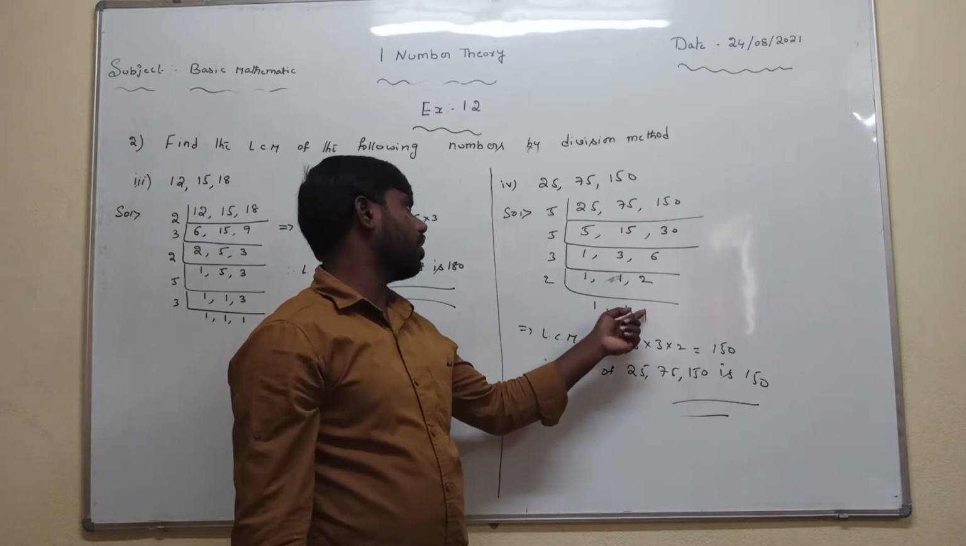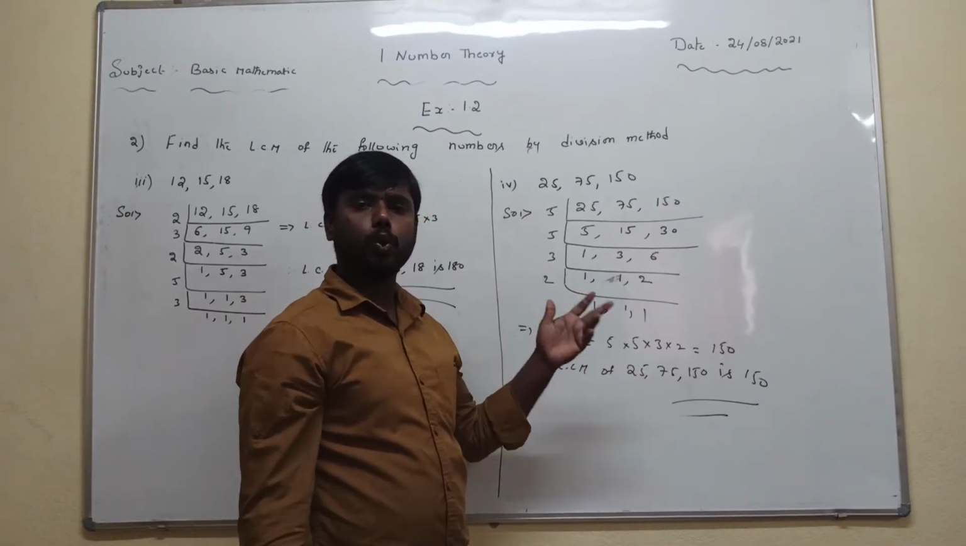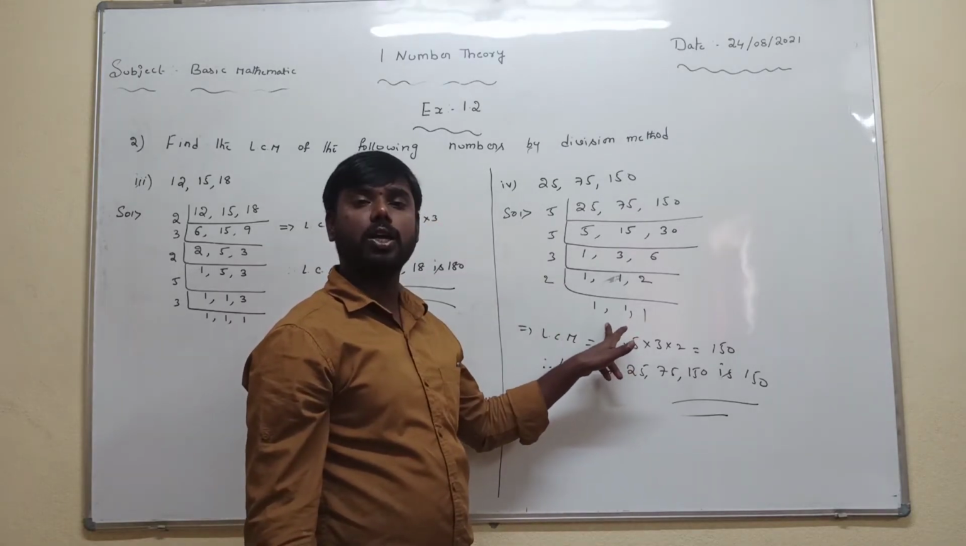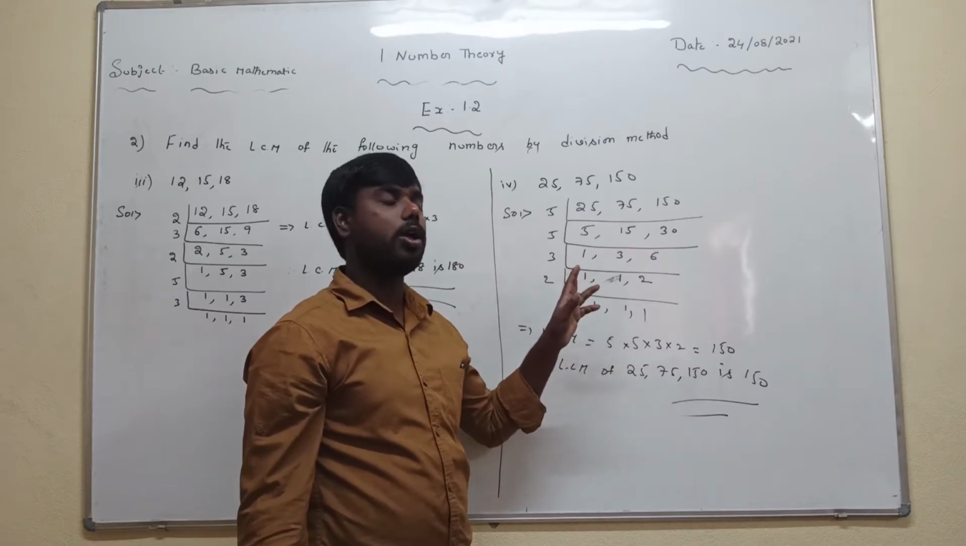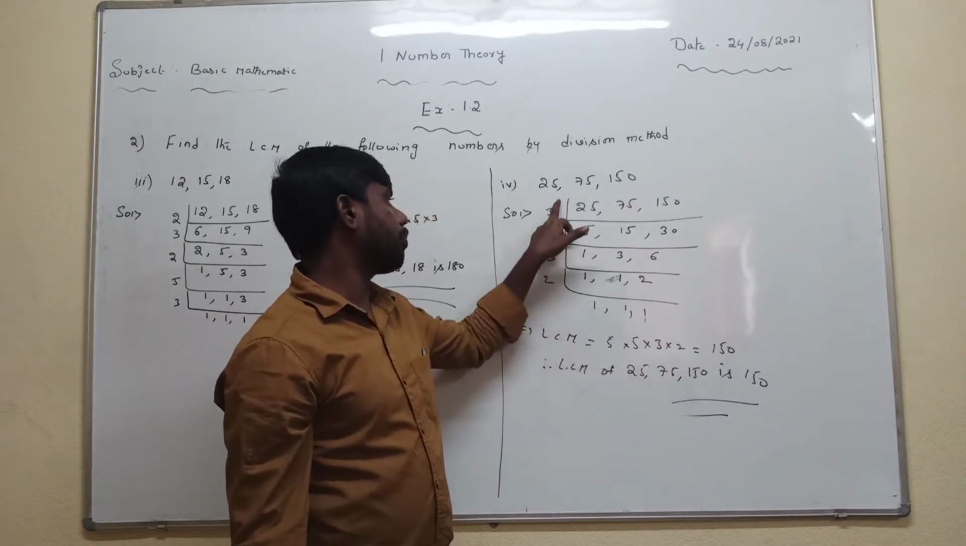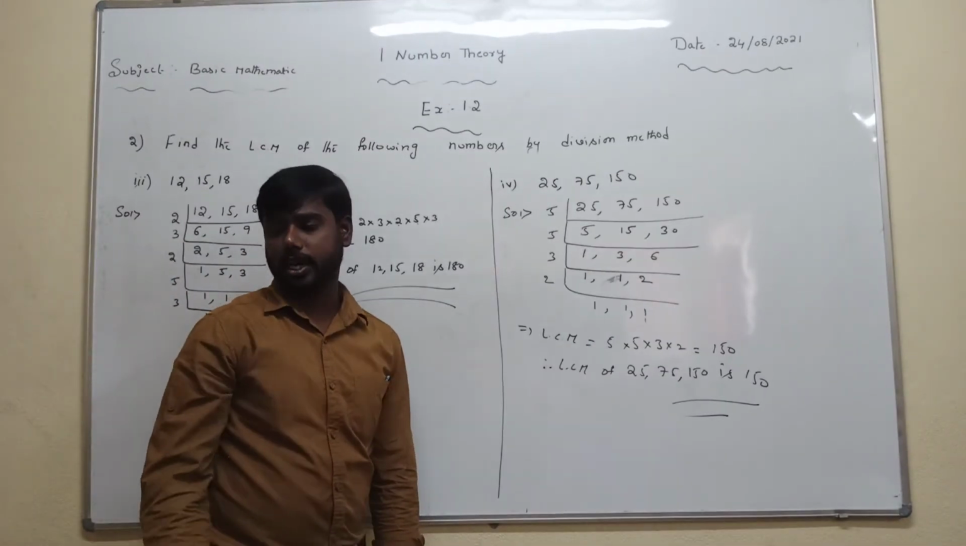Finally, you can take any number, that is your wish. You can take prime number 2 or 3 or 5 or 7 or 11 or anything. But finally we want the remainder to be 1. Whenever we get remainder 1, stop the division. Then write the product of the divisors. That is called the division method.